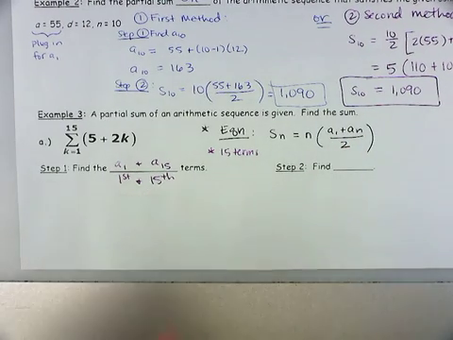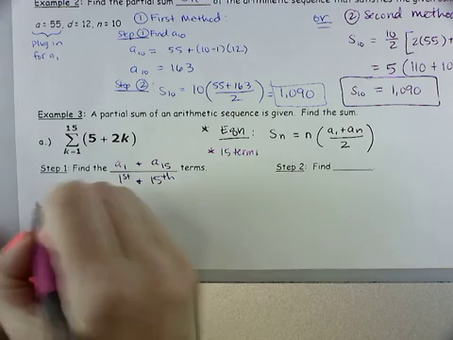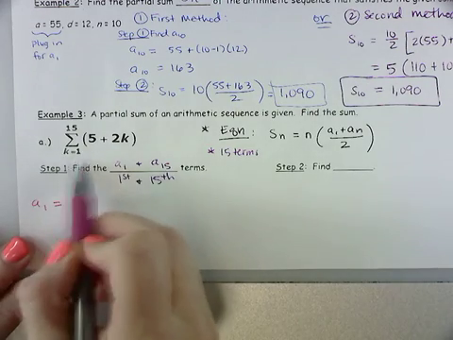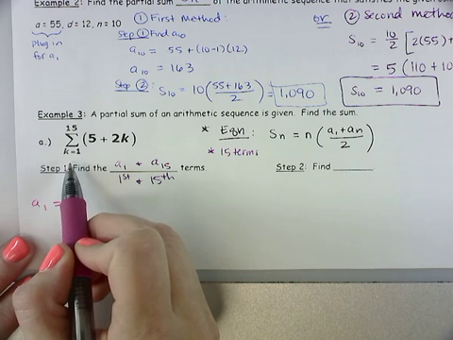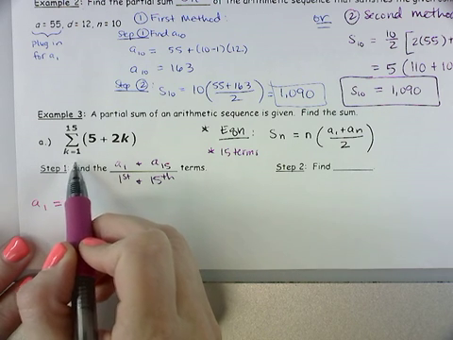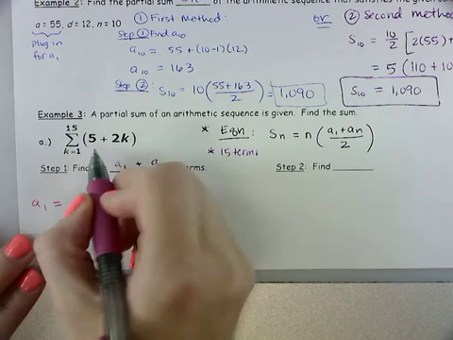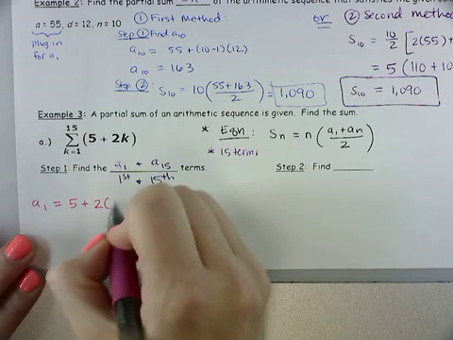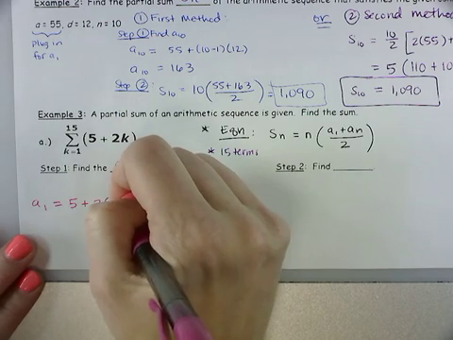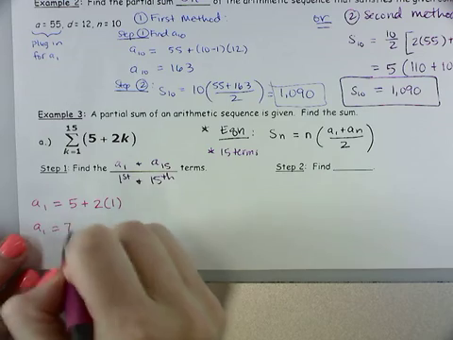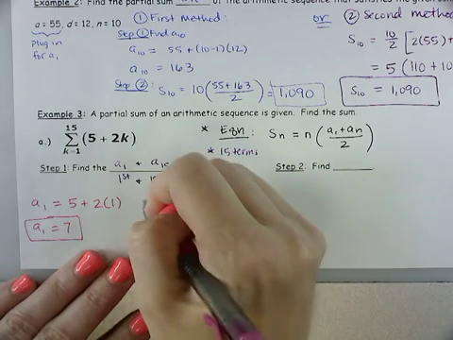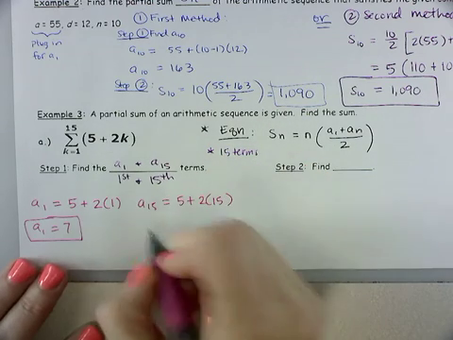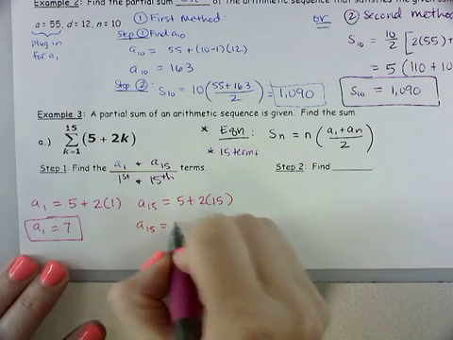Okay, so to find a sub 1, if you're finding the first term, if k equals 1, what am I going to do first here? Yeah, Ben, tell us. Yep, for k. So all I'm going to do is use this equation and plug in 1 for k. So 5 plus 2 times k. So a sub 1 is going to be 7. And then for a sub 15, 5 plus 2 times 15. So a sub 15 equals 35.